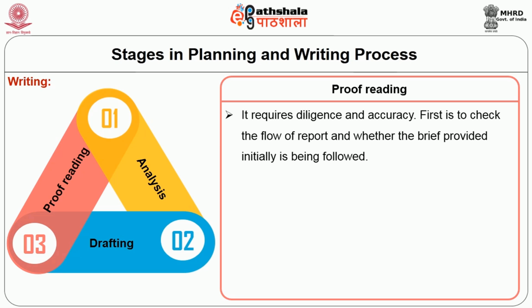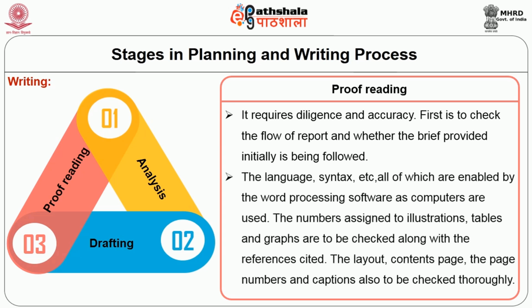The first point is to check the flow of the report and whether the brief provided initially is being followed. The language, syntax and spellings, which are usually enabled by word processing software as computers are used, can be of use for authors. The numbers assigned to illustrations, tables and paragraphs are to be checked along with the references cited. The layout, the contents page, the page numbers and captions are also to be checked thoroughly.